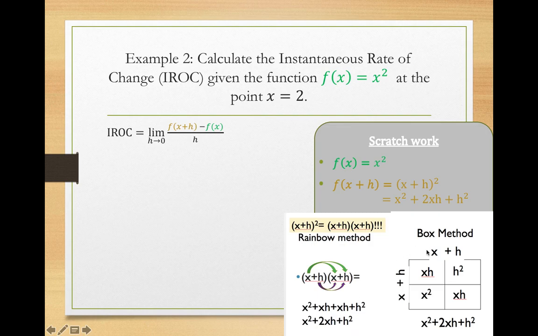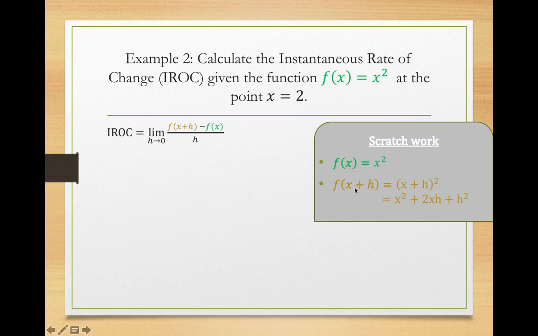Now, the box method is going to be the same thing, except you're using it like this. And you go x times h is xh, h times h is h squared, x times x is x squared, and then h times x is xh. With the box method, what's nice is that this diagonal, these two, will add up, and that's where we get the 2xh. So again, where did this come from? You want to make sure that you pause the video and take a look back at the rainbow method or the box method as to how we got x plus h squared for this scenario here.